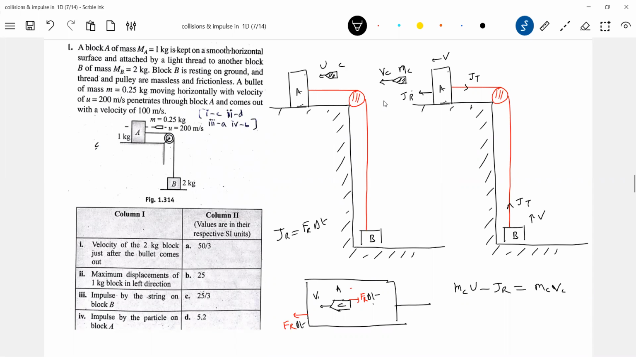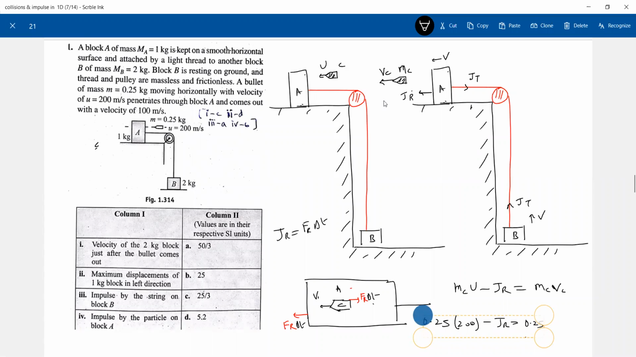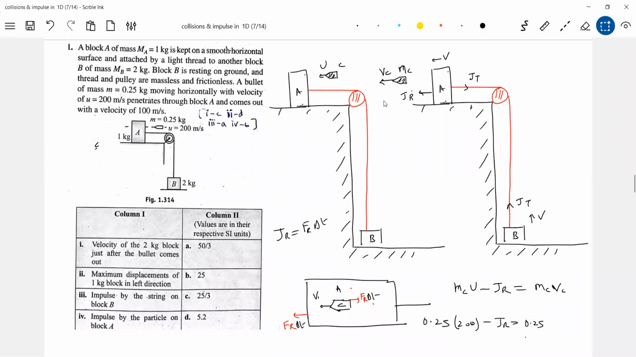Let me write all. Mass of the bullet is how much? 0.25. Initial velocity of the bullet 200, minus Jr. A very good problem. Impulse, it's not like just writing some equation. Even the resistive forces also can set up impulse. That's what this numerical is. So I'll get the value of Jr. Jr will be 25 newton seconds.